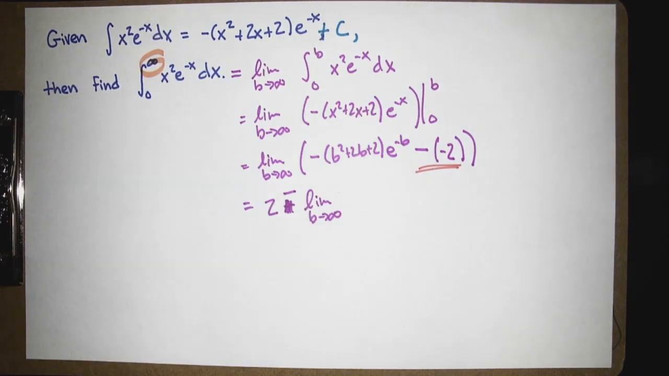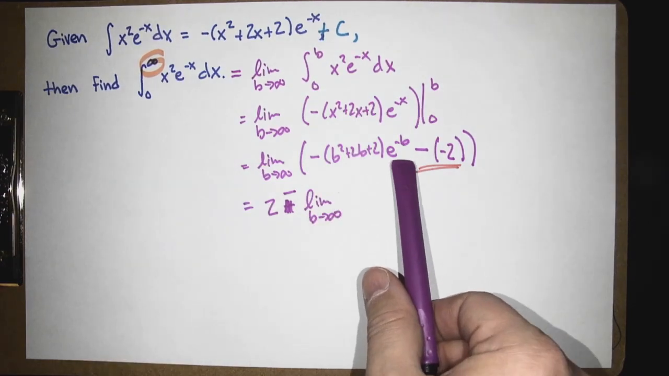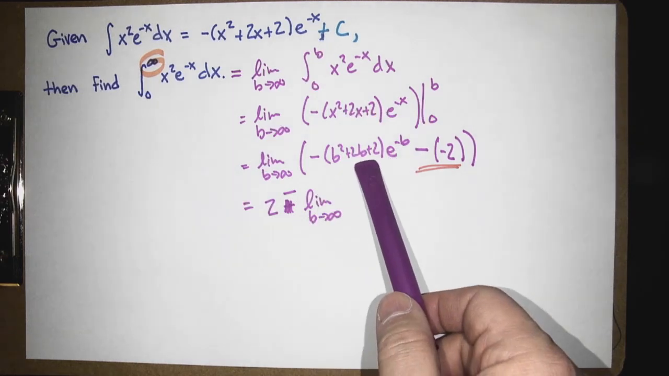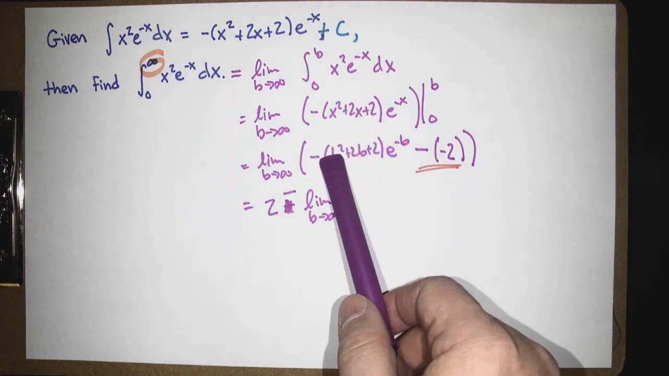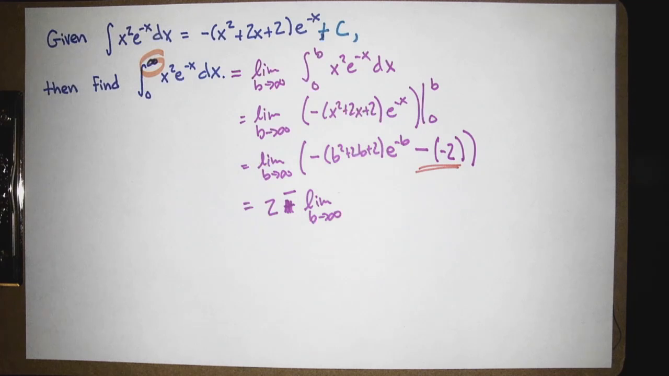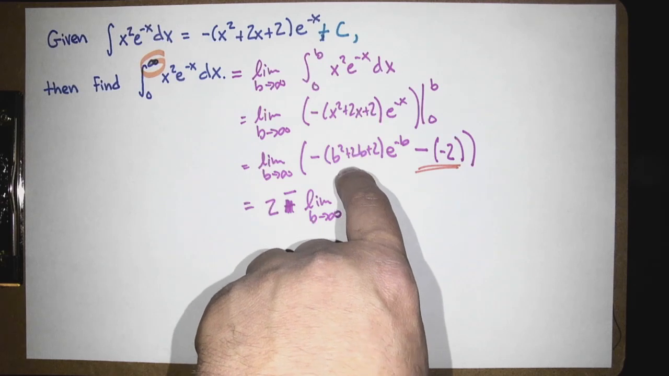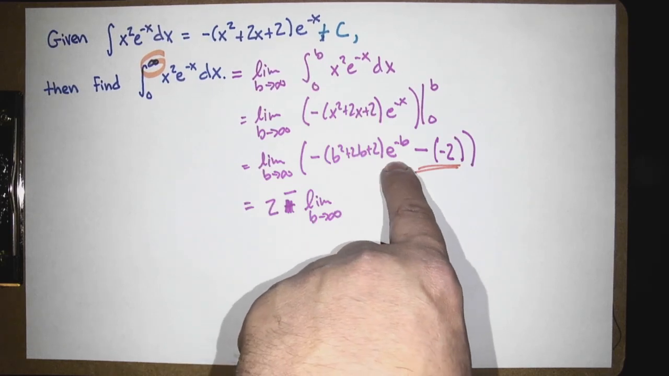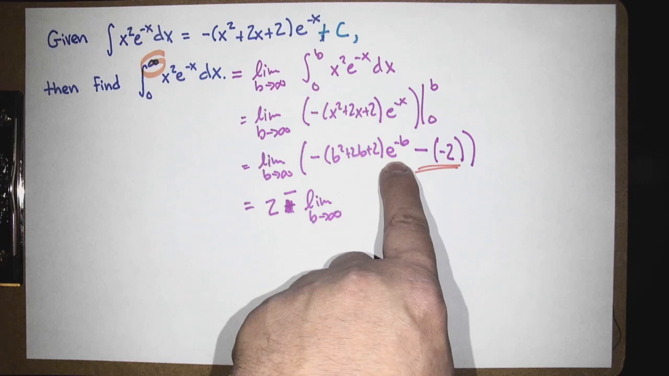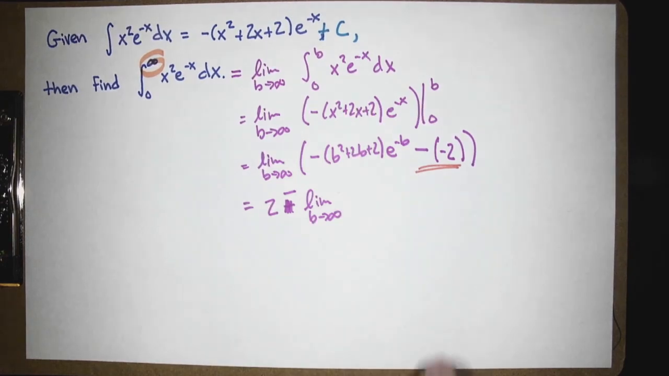Now, looking at what we have, this b squared plus 2b plus 2 times e to the minus b. What's happening to b squared plus 2b plus 2 as b gets big, as we are getting close to infinity? What's happening to it? It's getting big, going to infinity. What's happening to e to the negative b? It gets small, goes to 0. So it's going to like infinity times 0. And infinity times 0 means more work.